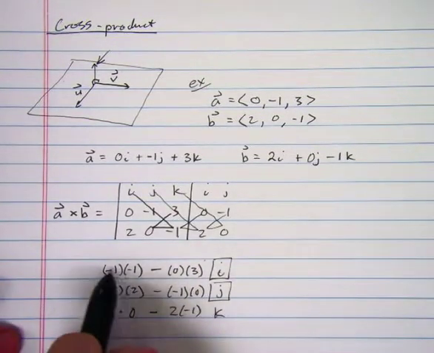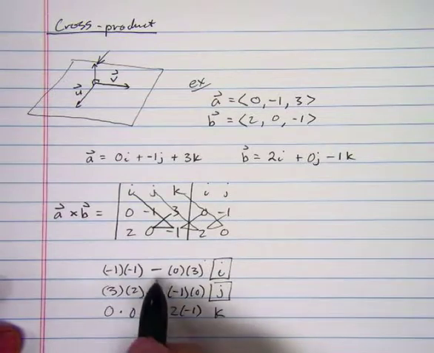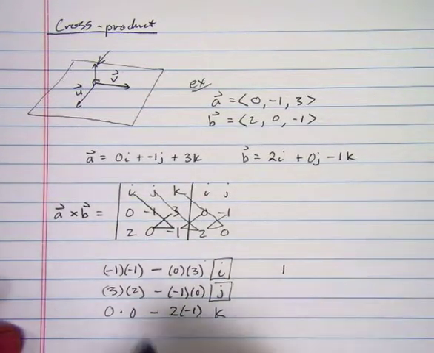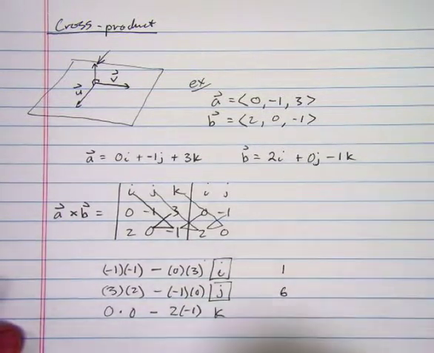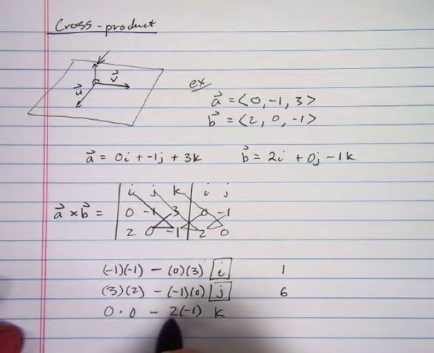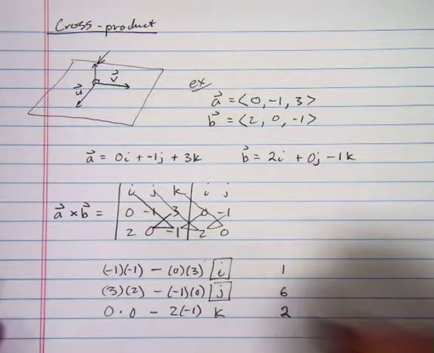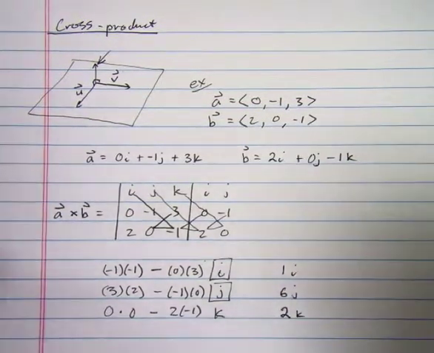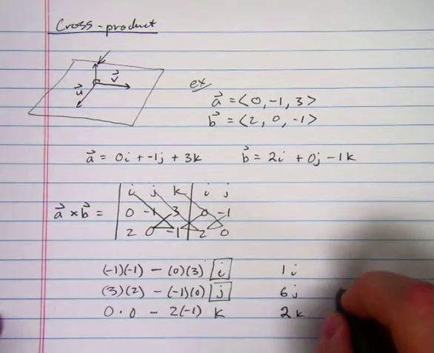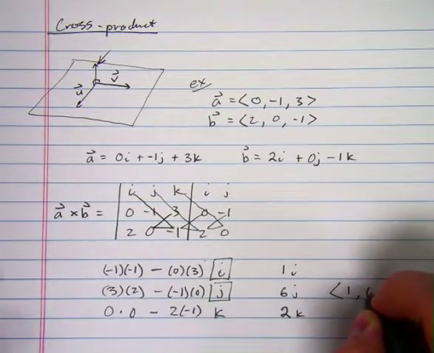So when we figure this out, that would be 1 minus 0. This would be 6 minus 0. And this would be 0 minus -2. So this is going to be +2. So our cross product is going to be another vector, 1, 6, 2.